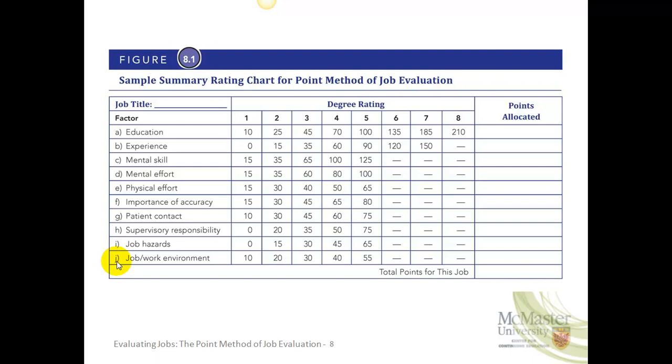So you just need to make sure that the degrees that you're applying to each of these compensable factor elements are clearly defined and there's no overlaps. So it's clear when you have mental skill, you can differentiate a degree 4 from a degree 5, so you know whether you should give it 80 or 100 points. These degrees should be separately defined.